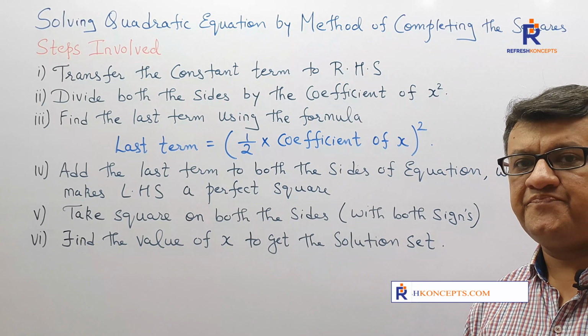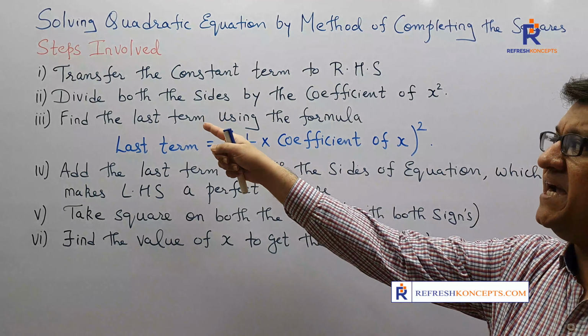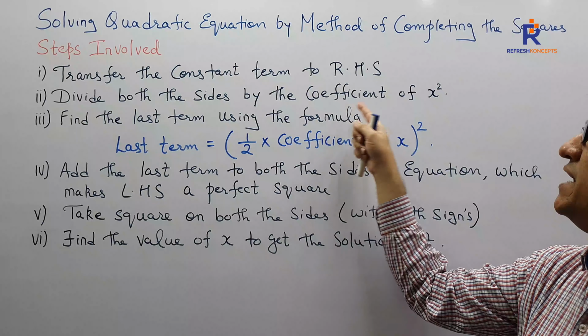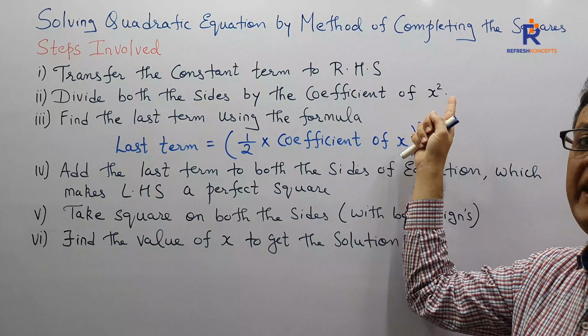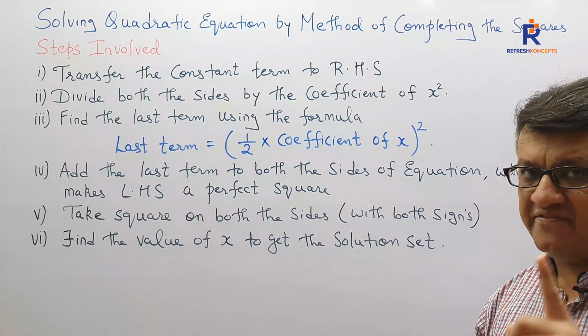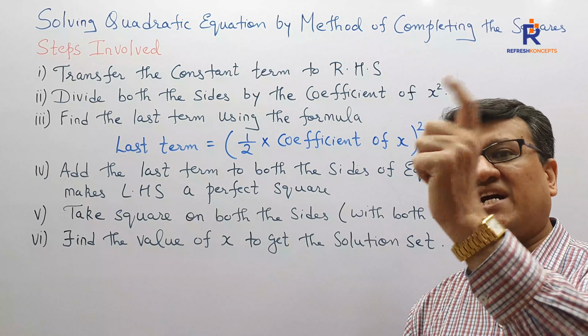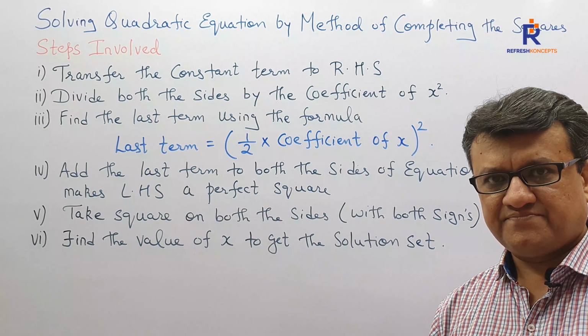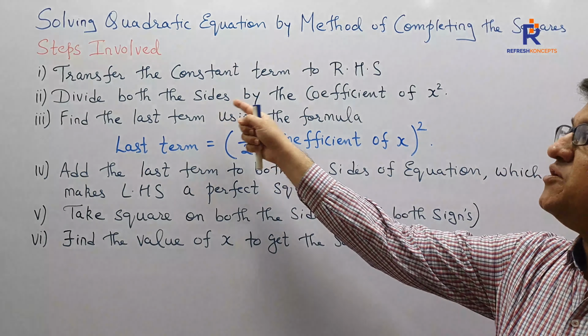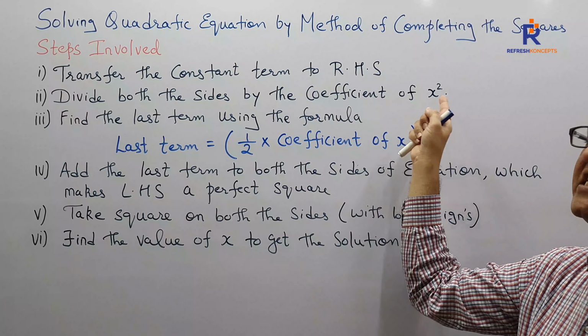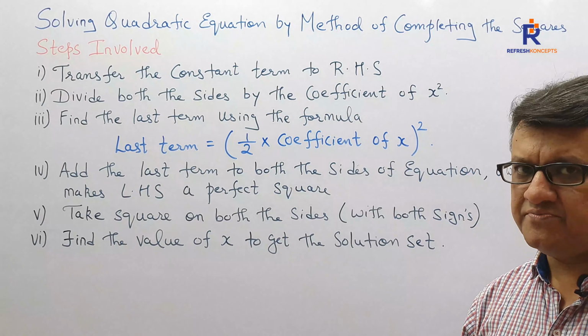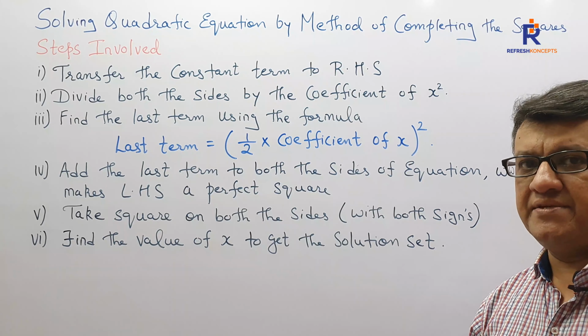Step number 2, divide both the sides by the coefficient of x square. Now why will I say on both the sides? Because you have already transferred the constant to the RHS. So divide both the sides by the coefficient of x square. Step number 2.